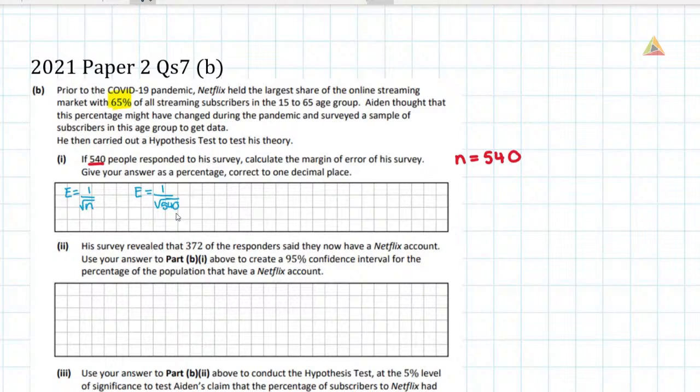So 1 over the square root of 540 will give me an answer of 0.043, and to change it to a percentage, we're going to multiply by 100. So when we multiply by 100, we're going to get 4.3%, and that's to 1 decimal place. So I'm rounding that off there to get to 1 decimal place. When I take out my calculator and do 1 divided by the square root of 540, I get 0.0430. So I know that I'm going to be rounding off to 1 decimal place. So 4.3% when I change it to a percentage.